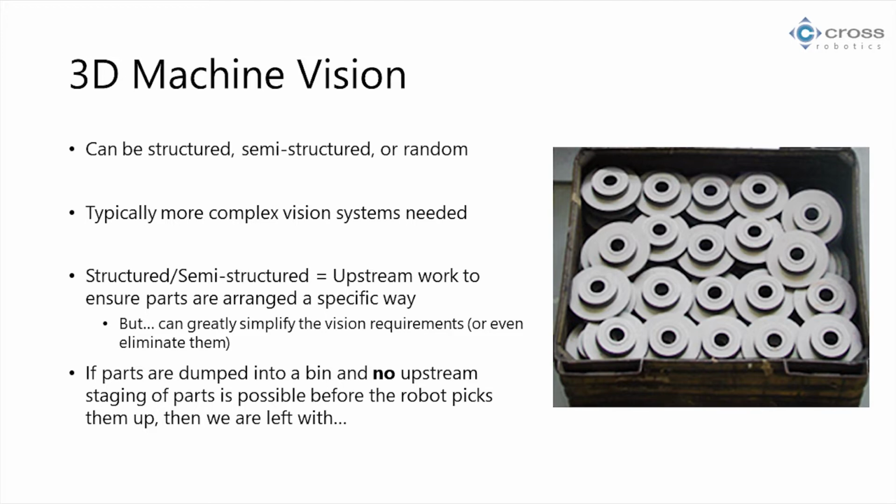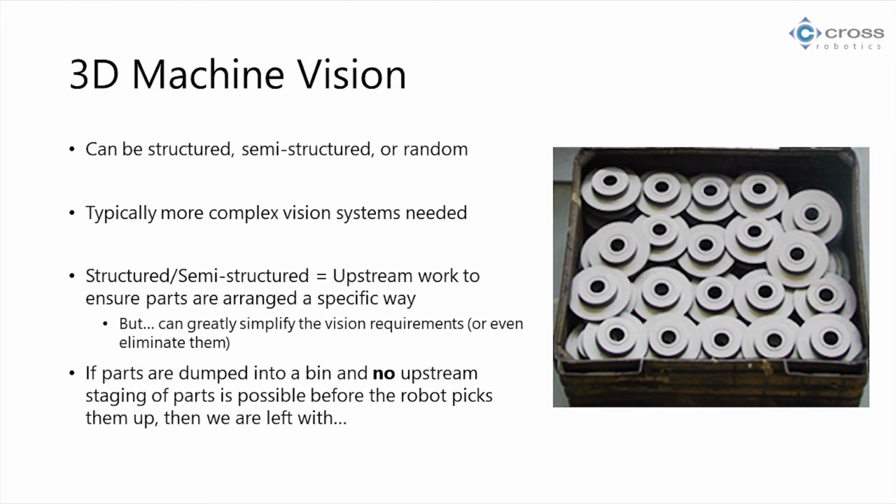In 3D, these are typically the most complex vision systems that you're going to find in machine or vision-assisted robotics, right? I explained structured and semi-structured. Both of these, kind of like mechanical singulation, require that you handle your parts upstream of your picking process, right? So there is work. The trade-off for simplifying the 3D vision part of it is that you have to touch your process upstream and maybe overhaul it a little bit. But if you're successful in doing that, it can simplify your 3D vision requirements by a great deal.